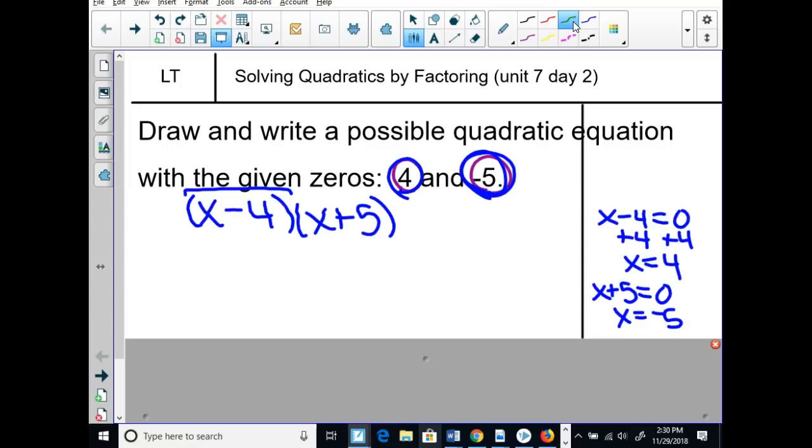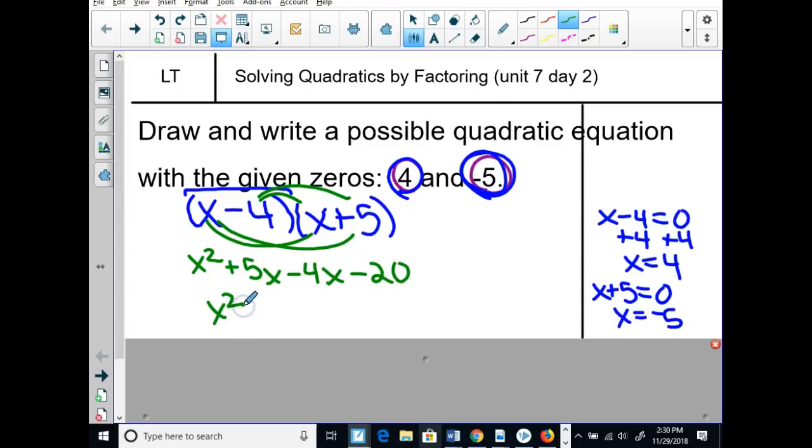Next, what I'm going to do is multiply this out to get it into standard form. X times x is x squared. X times 5 is 5x. Negative 4 times x is negative 4x. And negative 4 times 5 is negative 20. I'm going to take x squared, 5x minus 4x, which is x, and then I have negative 20. And I'm going to say this is equal to y.